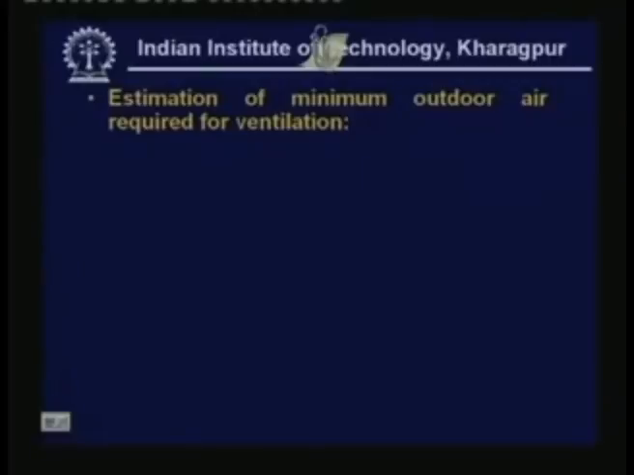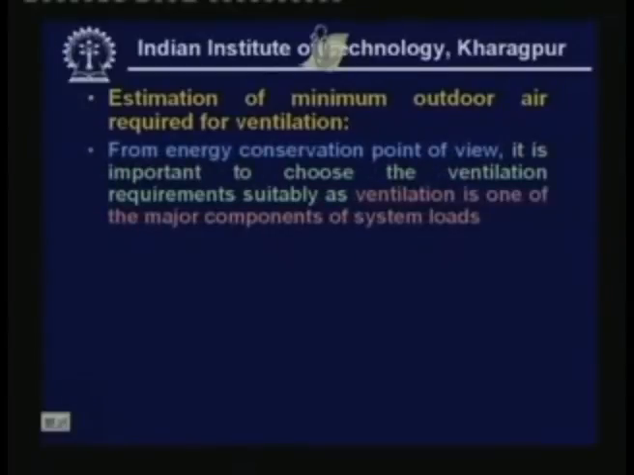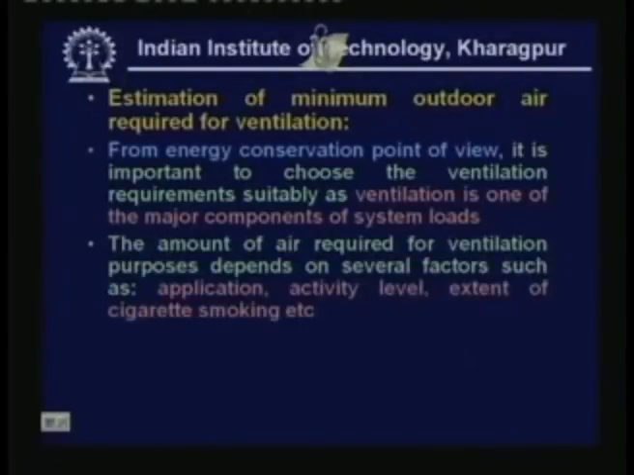Let us look at the estimation of minimum outdoor air required for ventilation. How do we find how much air is required for ventilation? From the energy conservation point of view, it is important to choose the ventilation requirement suitably, as ventilation is one of the major components of system loads. So it is very important to choose it properly. You can't have a lot of ventilation air, then you will have to pay in terms of running cost.